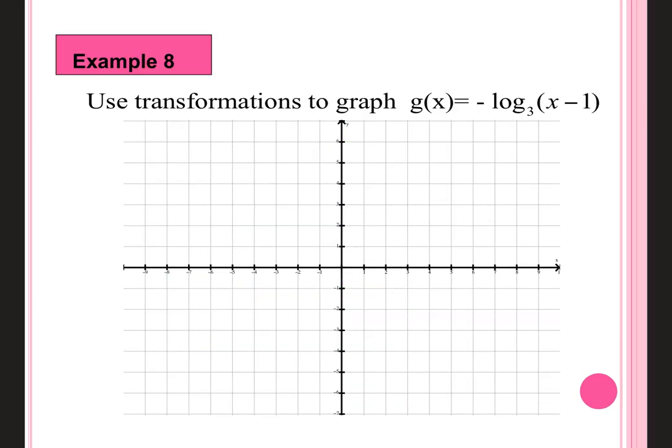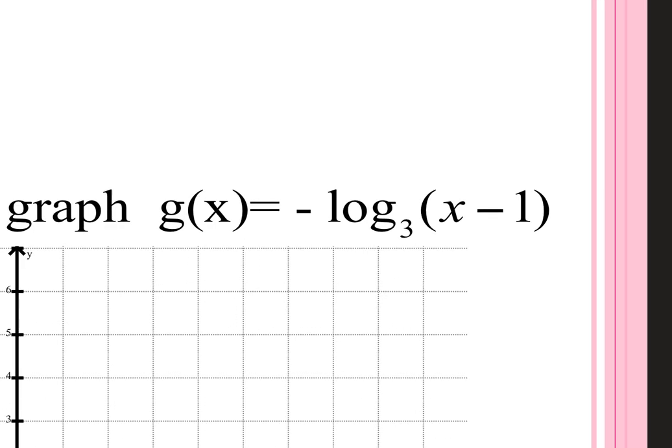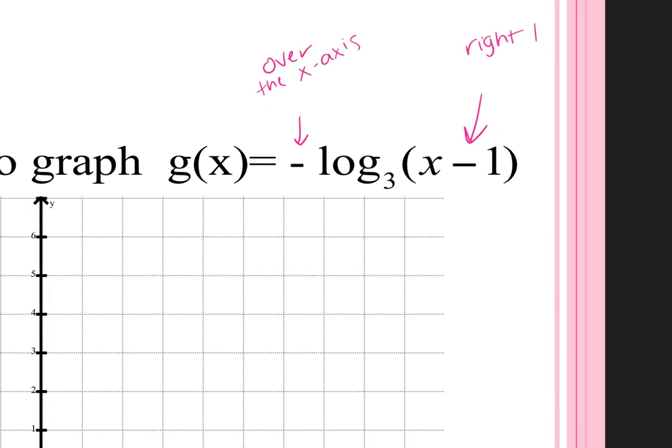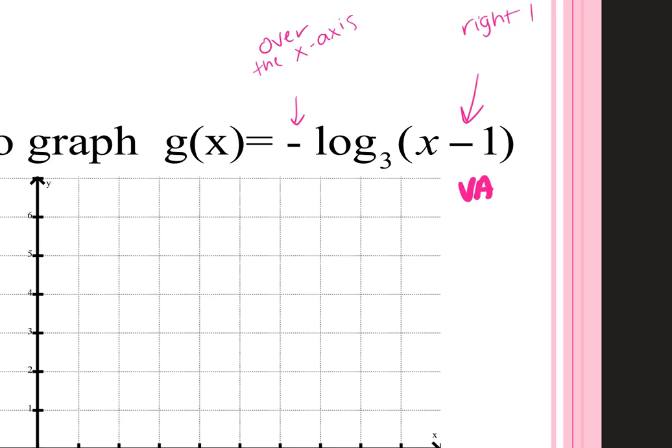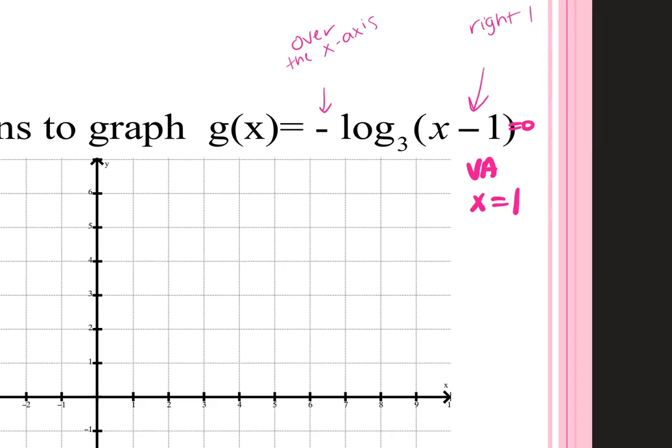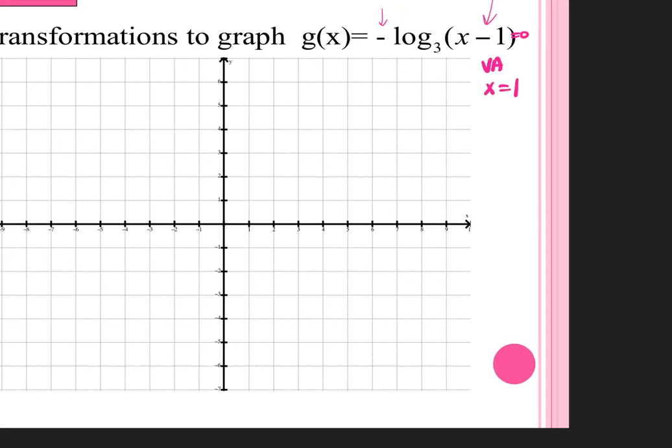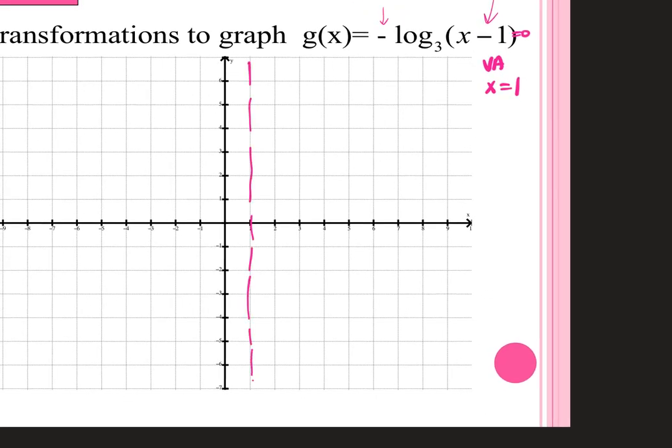All right, this one says use transformations to graph it. We're going to graph it the original way, but describe the transformations before you do it. What's the negative on the front do? Flips it over what? X-axis. What's the minus 1 inside? Right 1. So where's my vertical asymptote this time? Good, set it equal to 0, so x equals 1. Now my vertical asymptote shifted to the right, it's at 1.